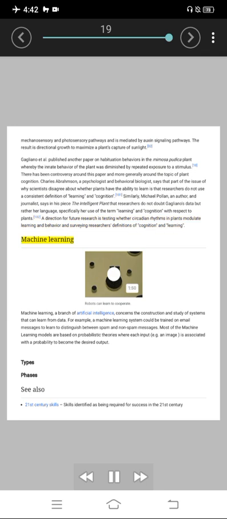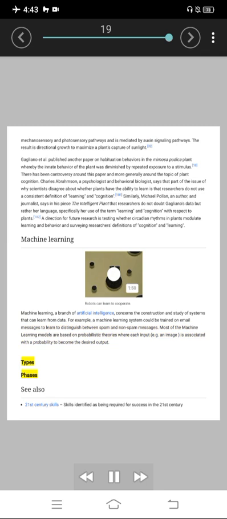Machine learning. Robots can learn to cooperate. Machine learning, a branch of artificial intelligence, concerns the construction and study of systems that can learn from data. For example, a machine learning system could be trained on email messages to learn to distinguish between spam and non-spam messages. Most of the machine learning models are based on probabilistic theories where each input, e.g. an image, is associated with a probability to become the desired output.